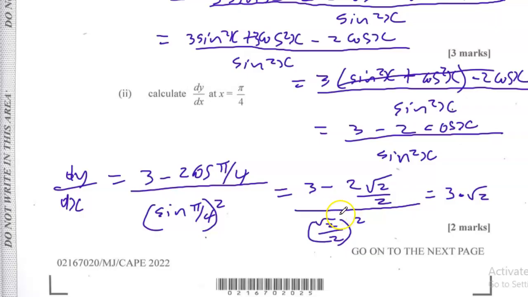So this becomes 3 minus 2 times root 2 over 2, that's also minus root 2, divided by root 2 over 2 all square, which would be 2 over 4. So dividing by 2 over 4, which is same as half. So dividing by half is same as multiplying by 2, right? So this becomes 6 minus 2 root 2 when we expand that bracket.